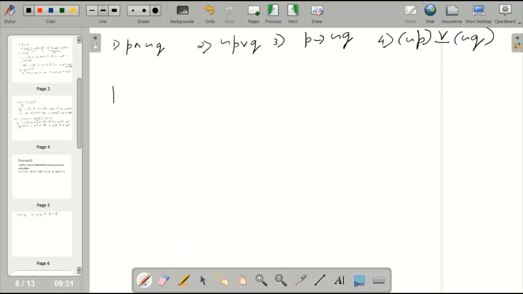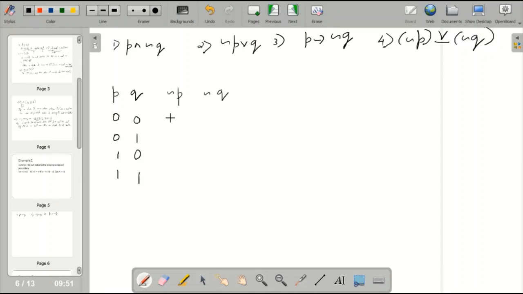So what is the value of P and Q? The possible values of P are 0, 0, 1, 1. Q will be 0, 1, 0, 1. So this you already know. Then what is required in all the terms, you have negation Q and negation P. So just write negation P, as it is, then negation Q.